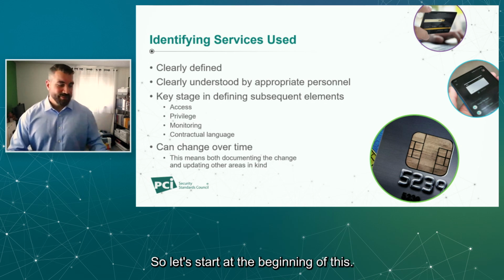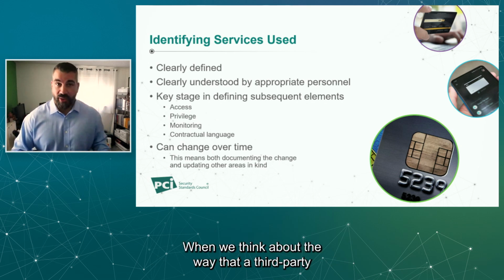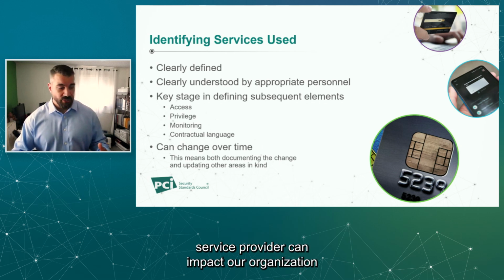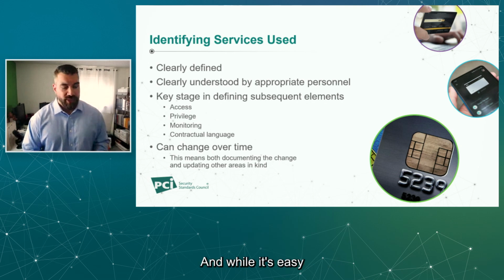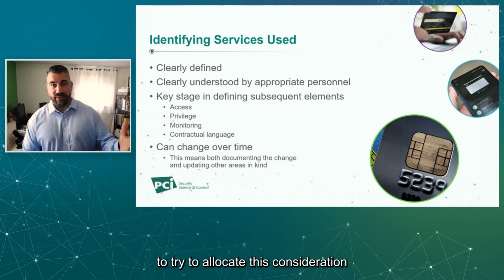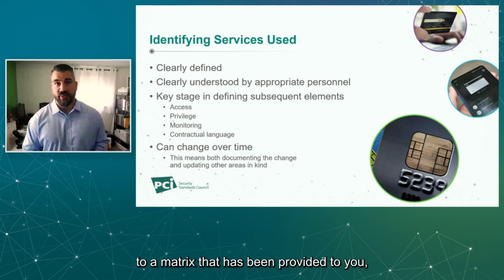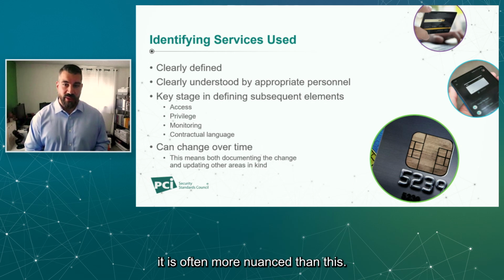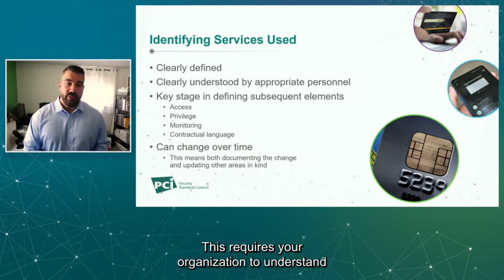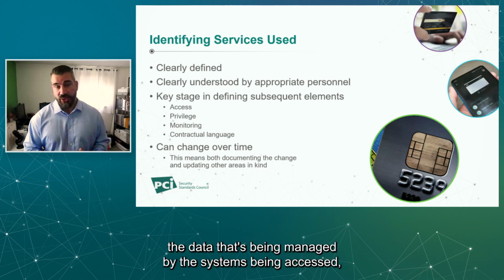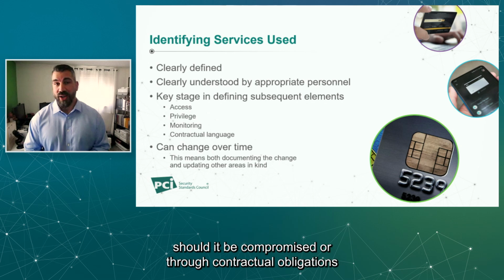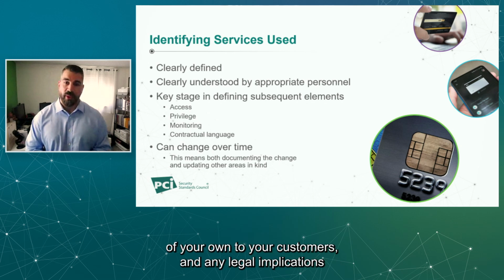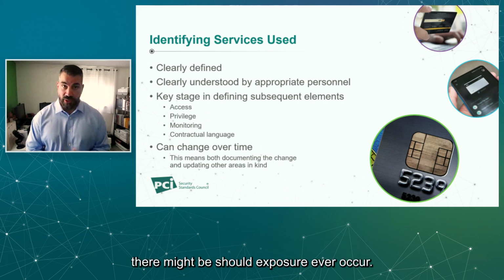So let's start at the beginning of this. When we think about the way that a third-party service provider can impact our organization, we need to think, what do they do? What are they offering for us? And while it's easy to try to allocate this consideration to a matrix that has been provided to you, it is often more nuanced than this. This requires your organization to understand the data that's being managed by the systems being accessed, understanding the sensitivity or severity of that data should it be compromised, or through contractual obligations of your own to your customers, and any legal implications there might be should exposure ever occur.